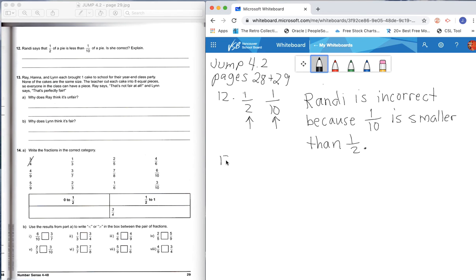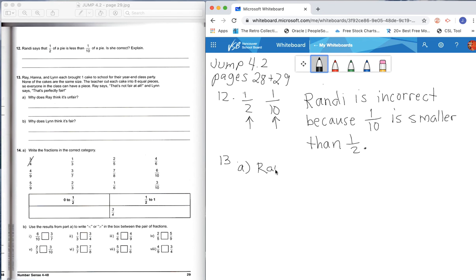13. Ray, Hannah, and Lynn each brought 1 cake to school for their year-end class party. None of the cakes are the same size. The teacher cut each cake into 8 equal pieces, so everyone in the class can have a piece. Ray says, "That's not fair at all." And Lynn says, "That's perfectly fair." So A asks you, why does Ray think it's unfair?